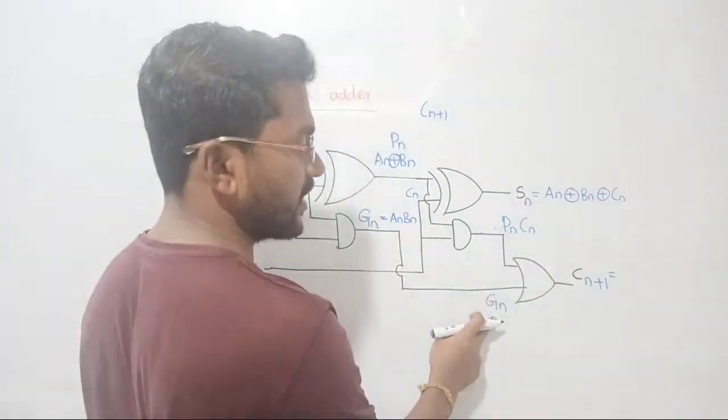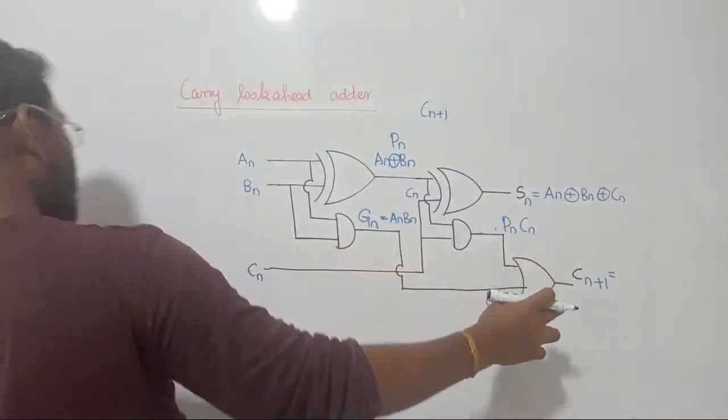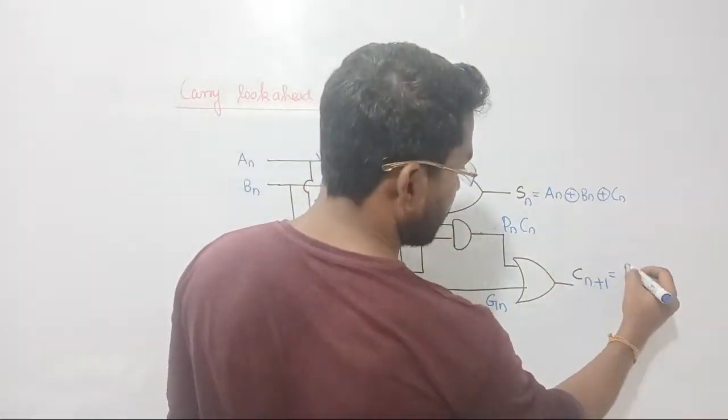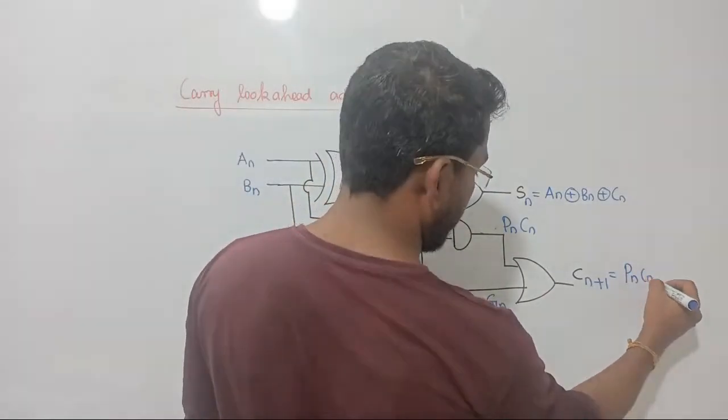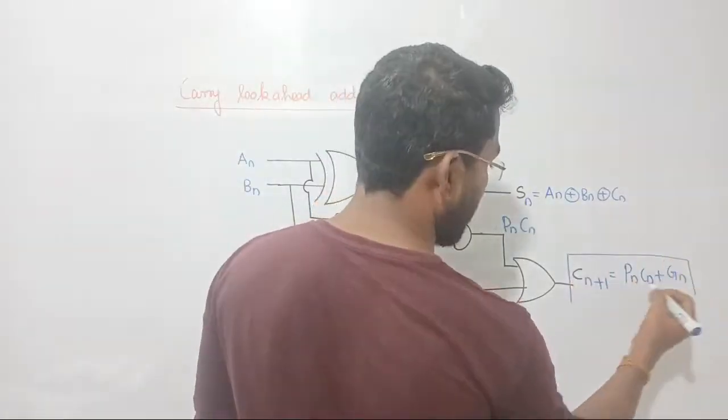Okay, this is the generated carry, such that its output is going to be, is it visible to you all? Shall I write? Yes, we can write here. So its output is going to be Pn Cn plus Gn. Clear? So that is the output of the carry, right?